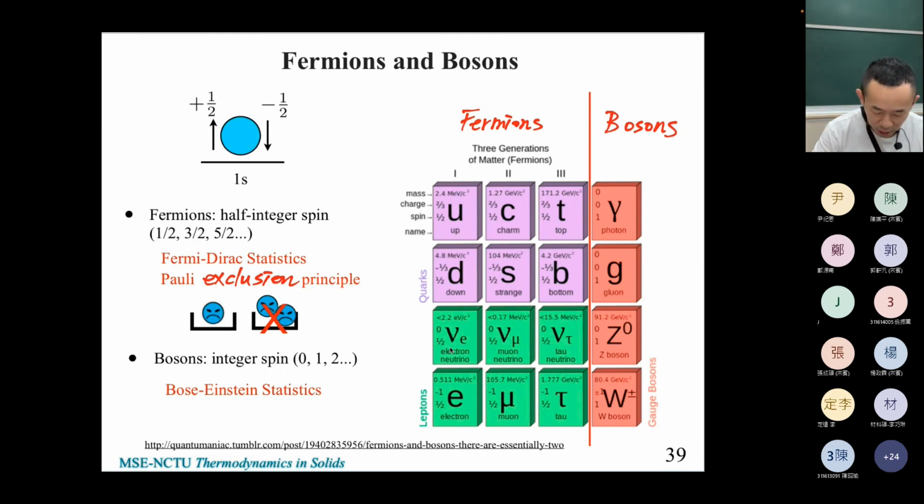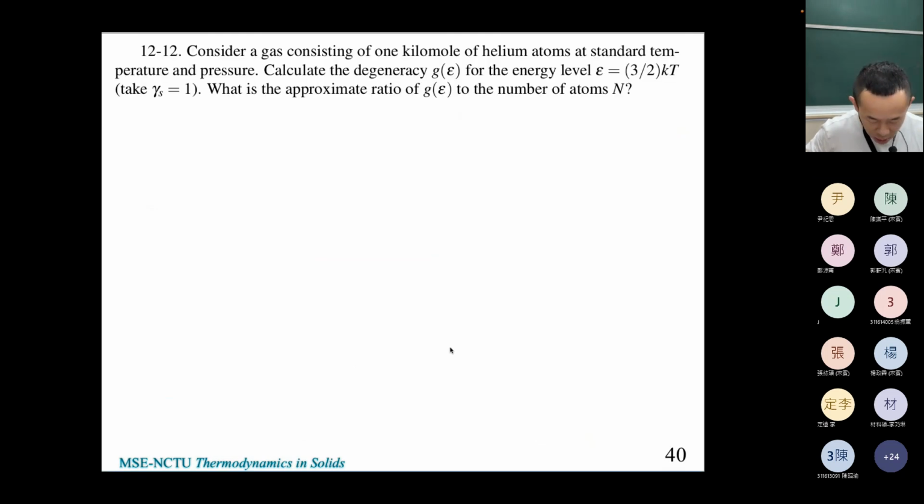The same degeneracy. Okay, so next let's just do an example. Consider a gas consisting of 1 kilomole of helium atoms at standard temperature and pressure (STP), and calculate the degeneracy G epsilon for the energy level. Take gamma S equal to 1. What does that mean? Which means that we are talking about bosons, right?